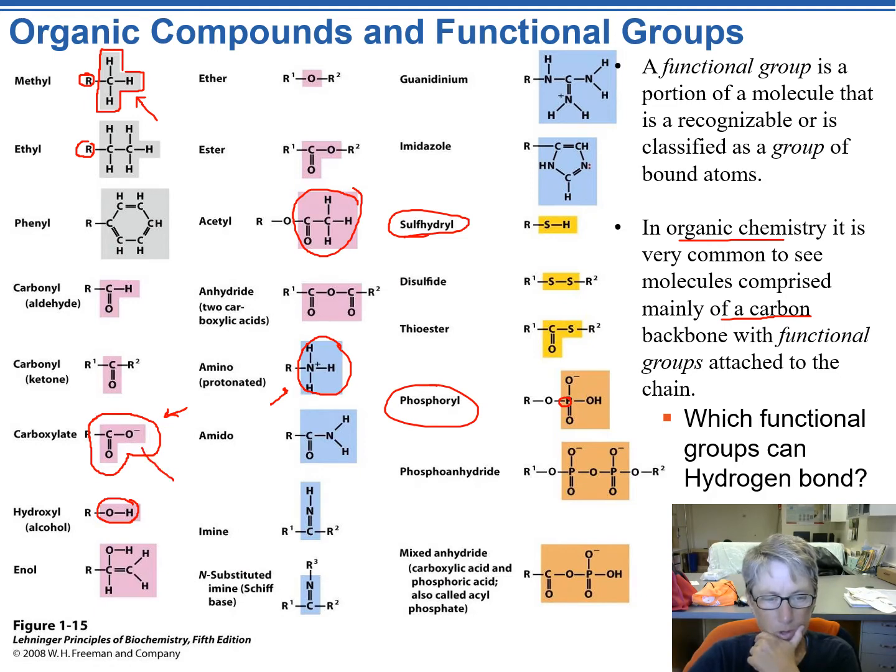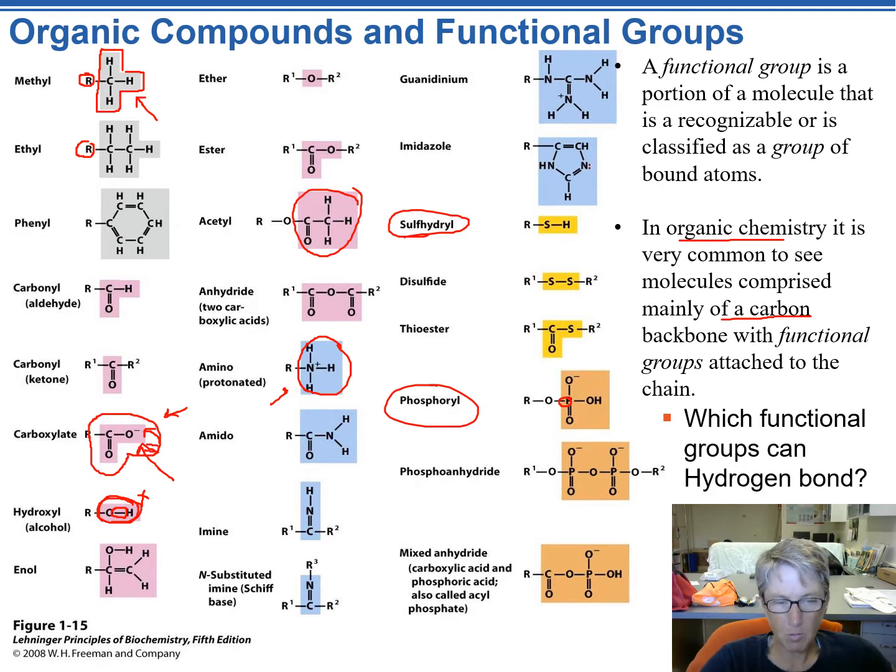Well, this one could, carboxylate. The hydroxyl group can, because look, this would be a covalent bond here between the hydrogen and the oxygen, but it would be a polar covalent bond. That means this hydrogen would have a partial positive charge, and if it came in the vicinity of this partial negative charge on this oxygen, then you could form a hydrogen bond.